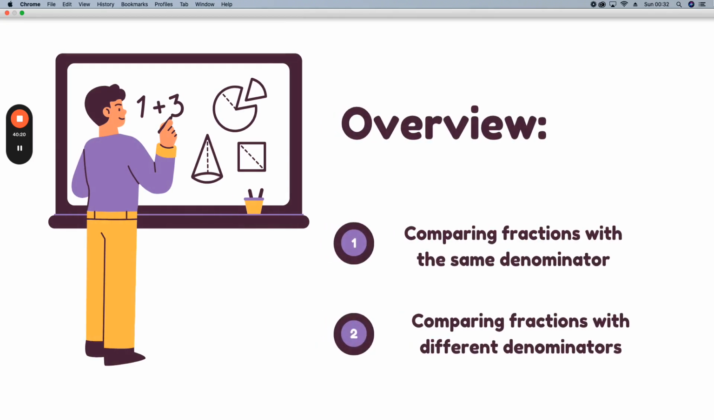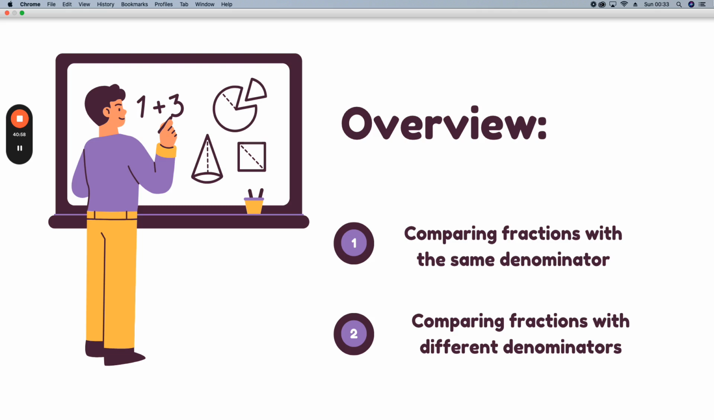So just a quick overview, we have looked at how to compare and order fractions with the same denominator, and how to also compare fractions with different denominators. So again, both require some practice if you are fairly new to the topic, and the more you practice such questions, the easier it will eventually become.